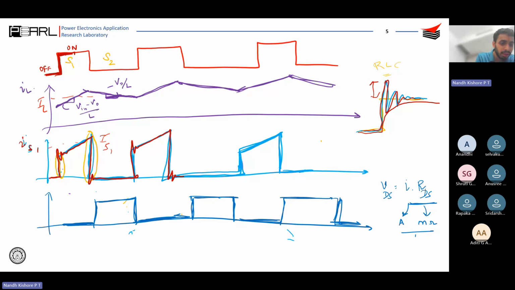Do you understand? This is VDS1. When the device is off, it would be blocking some voltage, right? So let's say this is 400 volts Vin and this is 0. So 0 Vin. Not exactly 0. Let's say this is IDS into RDS, right? When the device is on, this is IDS into RDS. And this is Vin. So you see that it's going to block a huge voltage.